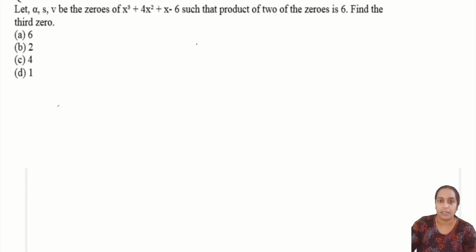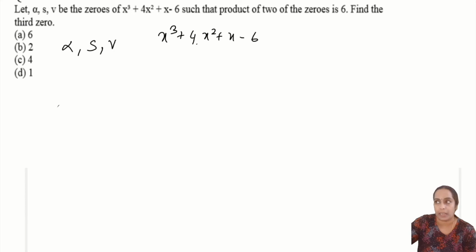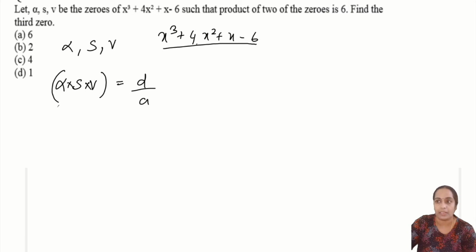The second question, the question says alpha, beta and gamma are the zeros of x cube plus 4x square plus x minus 6. The question says the product of two zeros is 6. Find the third zero. So here, what is the product of all three zeros for a cubic polynomial? So we have the formula alpha multiplied with beta multiplied with gamma. These are the zeros. Product of all three zeros is minus d by a. So this is the formula for the product of all three zeros of a cubic polynomial.